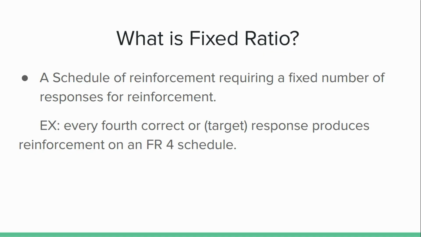So, what is a fixed ratio? It's a schedule of reinforcement requiring a fixed number of responses for reinforcement. An example is every fourth correct or target response produces reinforcement on an FR4 schedule.